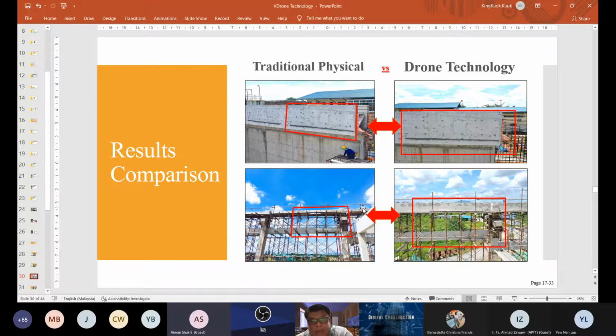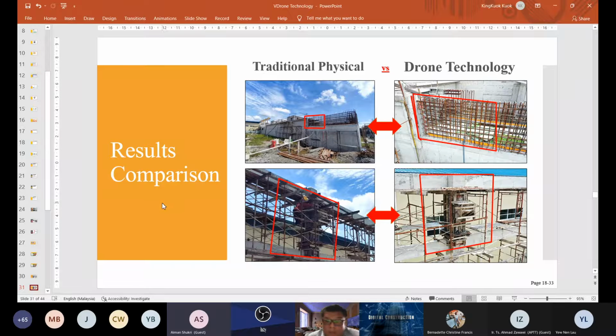And we want to monitor the beam construction. For traditional physical monitoring, we can only stand on the ground and take the picture from the ground looking upwards towards the beam. However, if we use drone technology, whatever angle on the beam that we want to capture, we can fly the drone over and capture the pictures in as much detail as we wish.